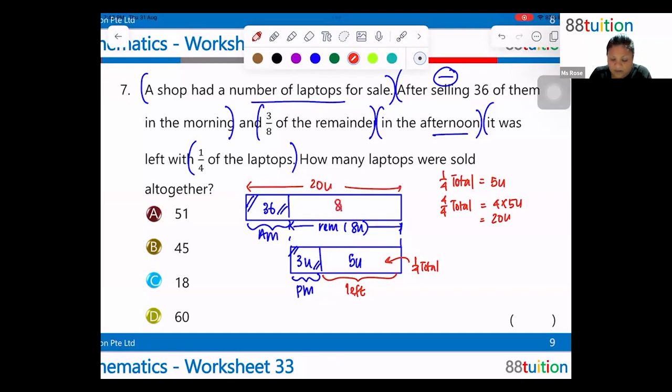So how many units is 36? Is it 13? Why 13? 12 unit. Yes, thank you, Pranati and Hannah. So 12 unit is 36. That means 1 unit will be 3. Okay, 1 unit will be 3.